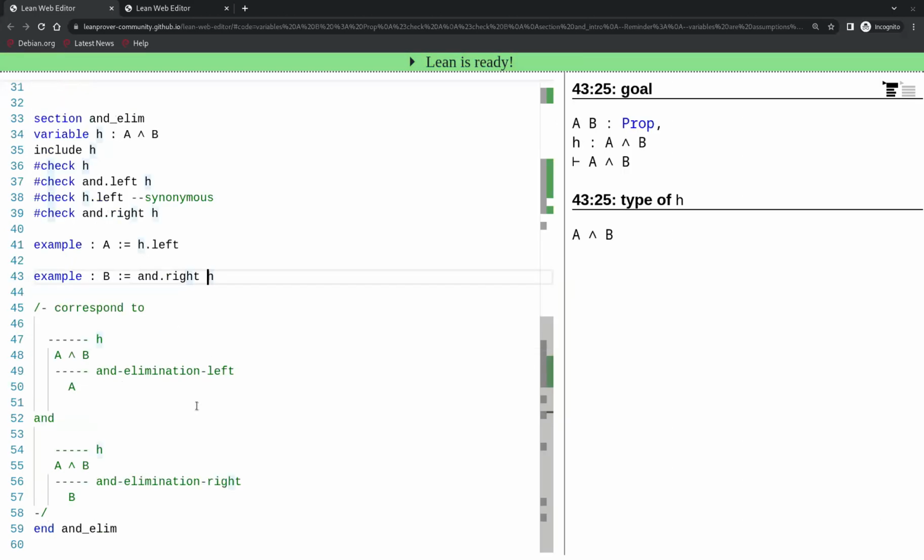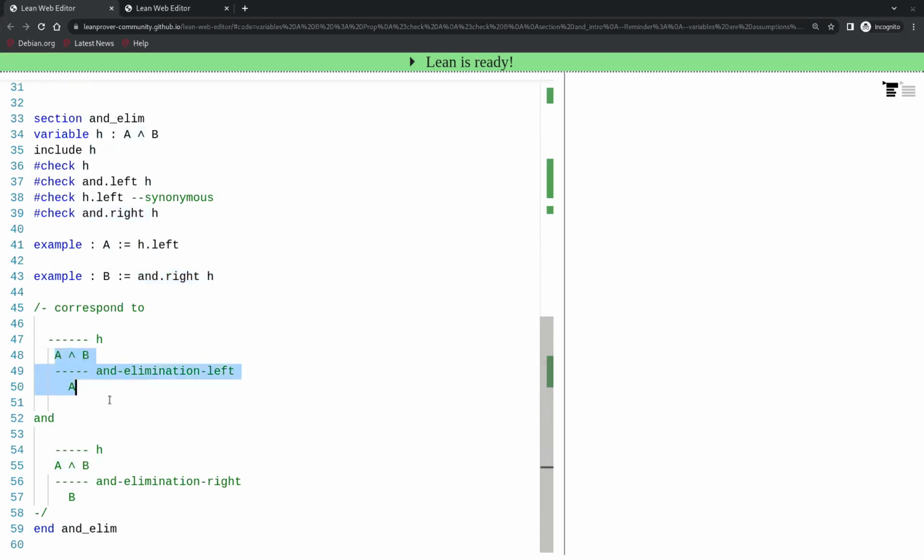And what we have seen is that these two constants, and.left and and.right, correspond to these inference rules, the left and right elimination rules for AND. The left rule says that in order to prove A, it suffices to prove A and B, or read from top to bottom, from a proof of A and B, we get a proof of A. And the right elimination rule says that from a proof of A and B, we obtain a proof of B.